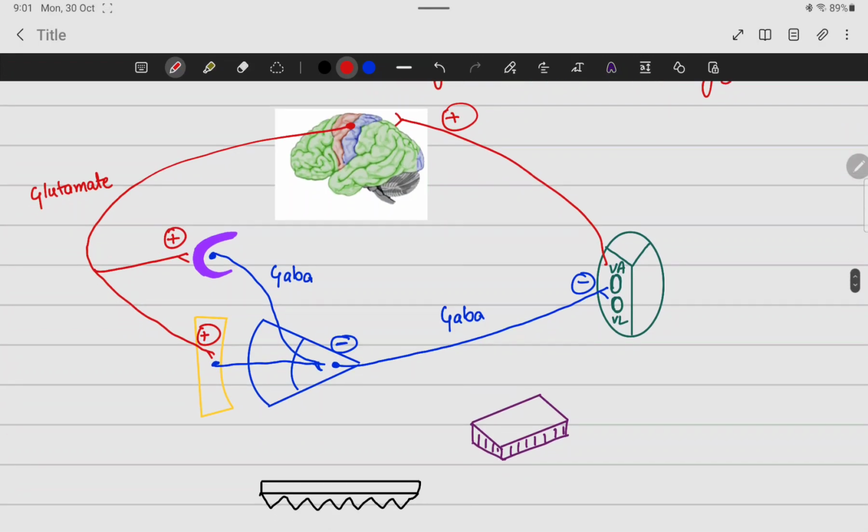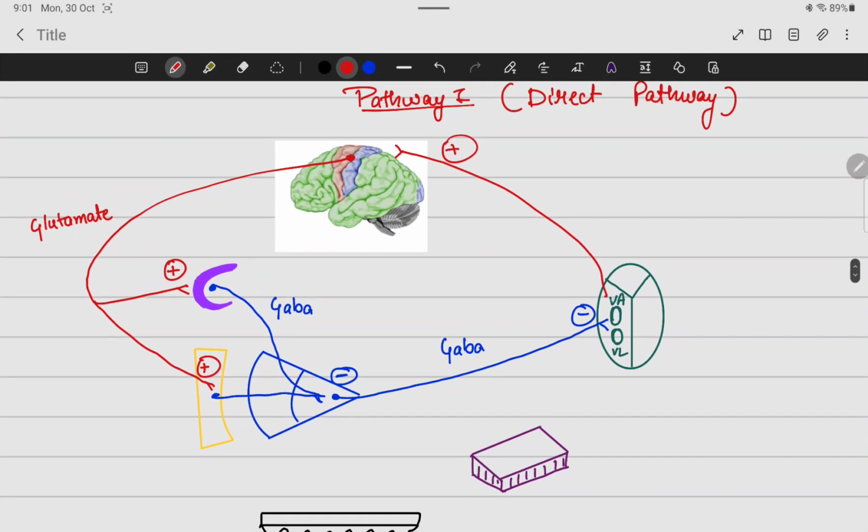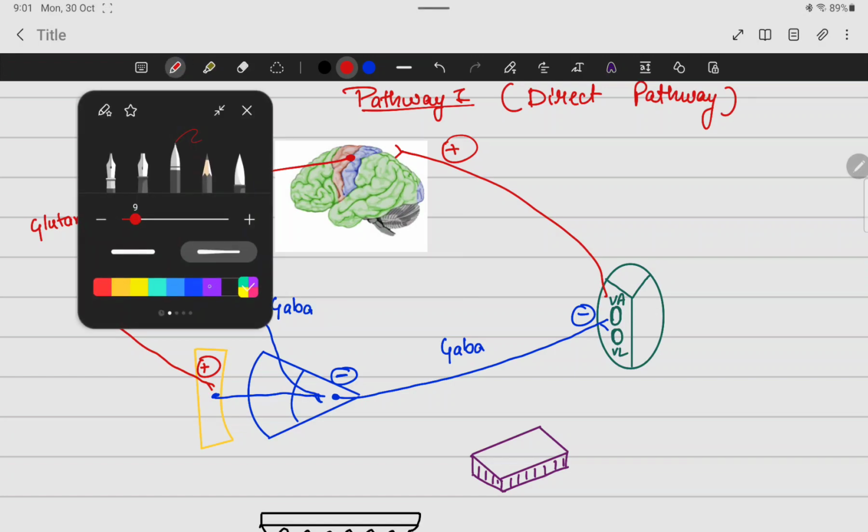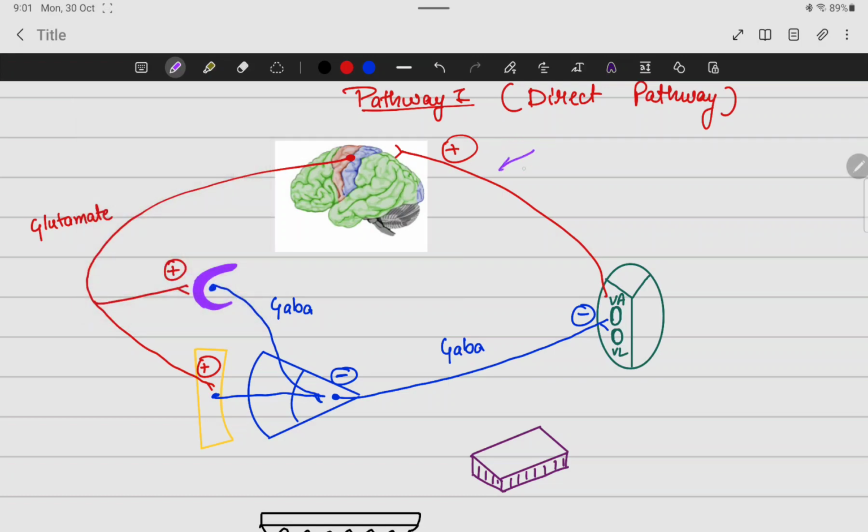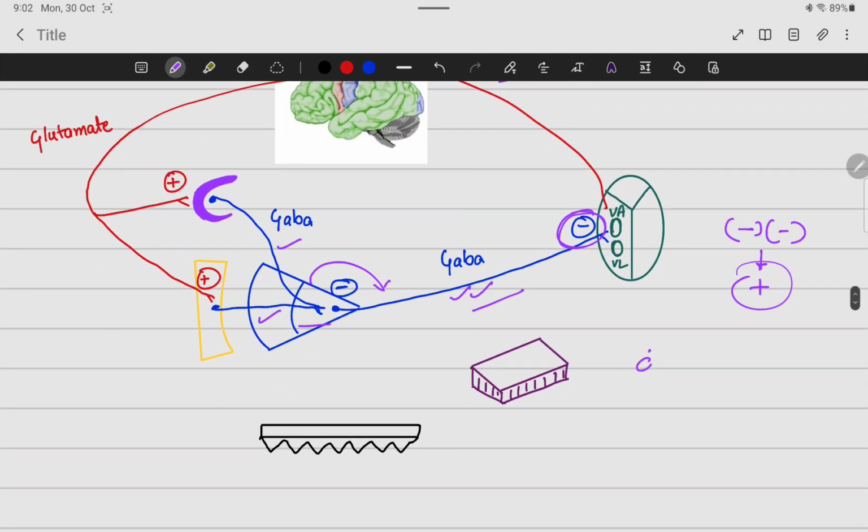So what will be the output of this circuit? You see, the output from your thalamus to cortex is excitatory. So this thing here is excitatory, and this neuron right here is inhibiting this excitatory output, and these neurons here are inhibiting this inhibitory neuron. So inhibition is inhibited. So in mathematics also, when you have two negatives, it becomes positive. So this inhibitory pathway is itself inhibited, and this is called disinhibition.